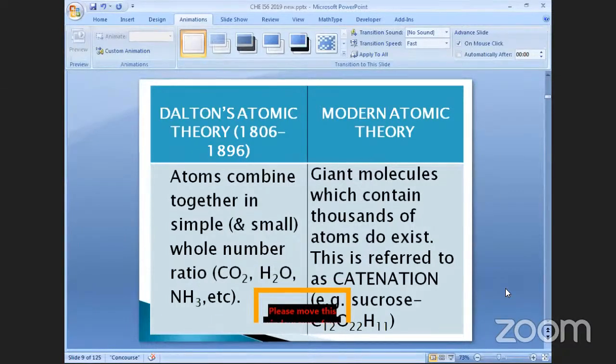hemoglobin, things like sucrose, at least that one you are familiar with. You can find C12H22O11. So you can find giant molecules being formed, and molecules or compounds that have carbon atoms especially seem to do this a lot. It's not only limited to compounds with carbon atoms anyway, just like the hemoglobin that I mentioned.